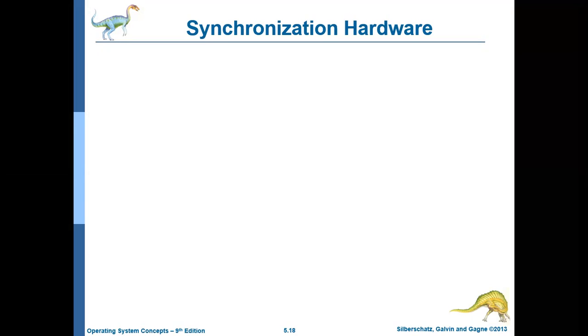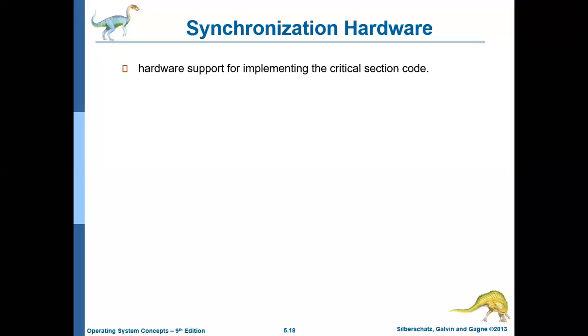Welcome. The topic we'll be discussing in this session is synchronization hardware, that is, how process synchronization can be achieved through hardware. Through hardware support also, process synchronization can be achieved. That is, the critical section code can be executed in a synchronized way, and we can ensure that there is no data inconsistency.